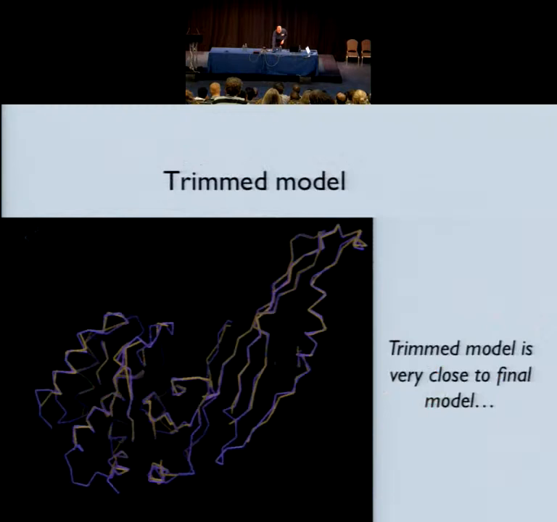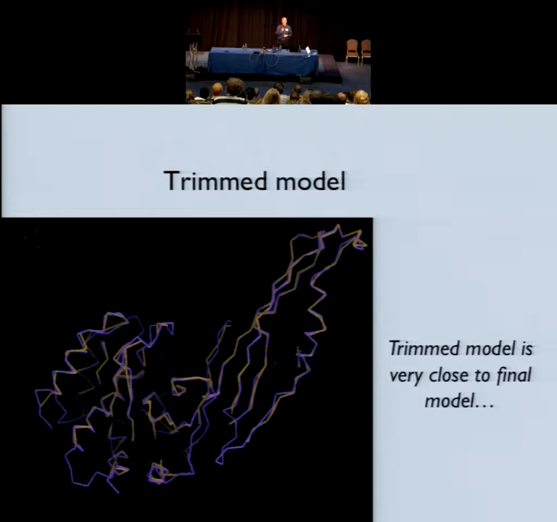All right. So now we've got our trimmed model. And the problem is, this trimmed model is very close to the final model. So pink here, or the purple one, is the final structure from Axel. And you can see that the yellow model matches it very, very closely in the parts that we've kept. So basically, we've gotten rid of all the bad stuff. And it matches very well.